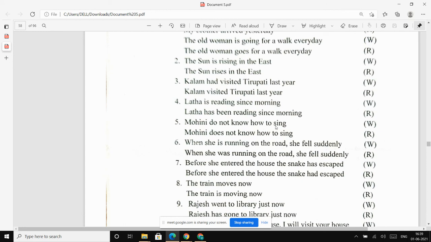Mohini do not know how to sing. See here, Mohini is singular, but the verb do is in the plural form. So, Mohini does not know how to sing. Does is the singular form of the verb do. When she is running on the road, she fell suddenly. Fell suddenly tells that fell is in the past form. So we have to use the past form of the verb in the, what is this?